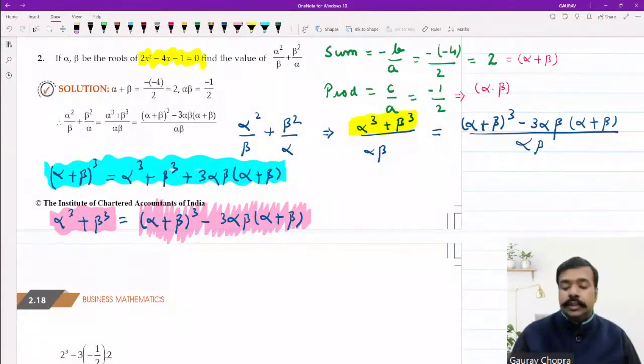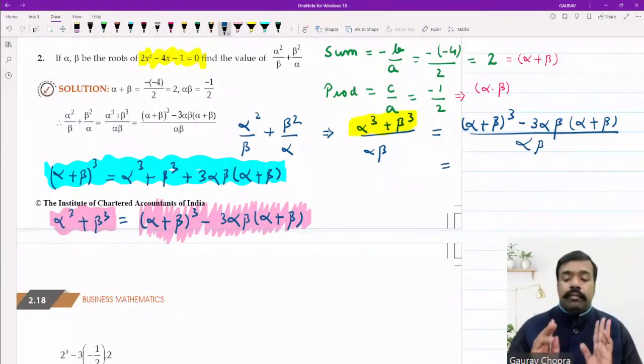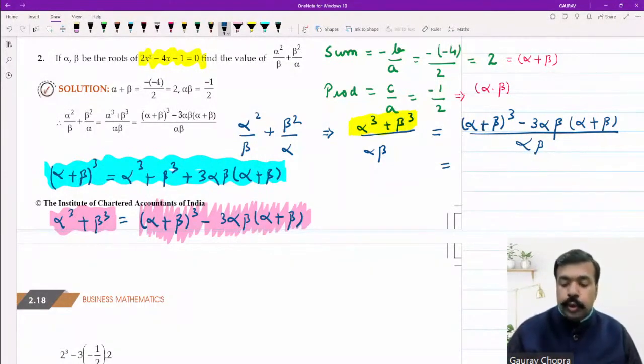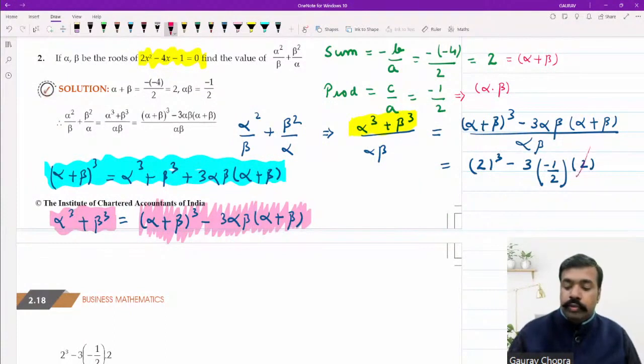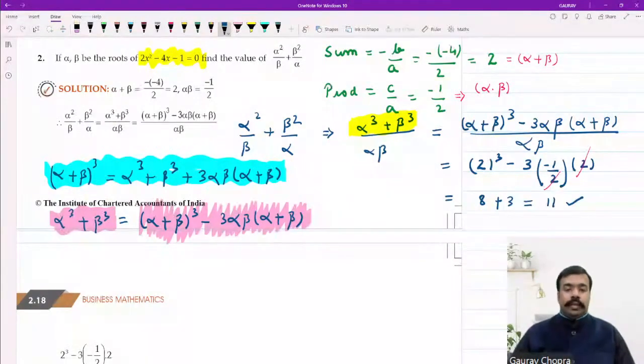Now we can easily substitute the values because we have the sum, that is alpha plus beta. So alpha plus beta is already 2, then minus 3 times alpha beta, so 3 times minus half, and then alpha plus beta. Alpha plus beta is available as 2. So what we can do, we can cancel 2. So what are we getting? We are getting 8 minus 3 into minus 1 is plus 3, and it will be equal to 11.